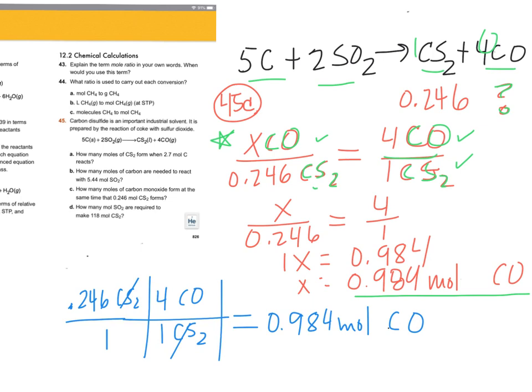I would really impress upon you to try to do dimensional analysis, and with that you put what's given, 0.246 CS2, and you multiply it by what is referred to in your book as the mole ratio that gets you the value you want. And from your balanced equation, you know for every 4 CO you get 1 CS2. When you multiply these out, the units of CS2 divided by CS2 converts to 1, and you end up with 0.984 moles of CO, the same as we did using the other method of comparing ratios.